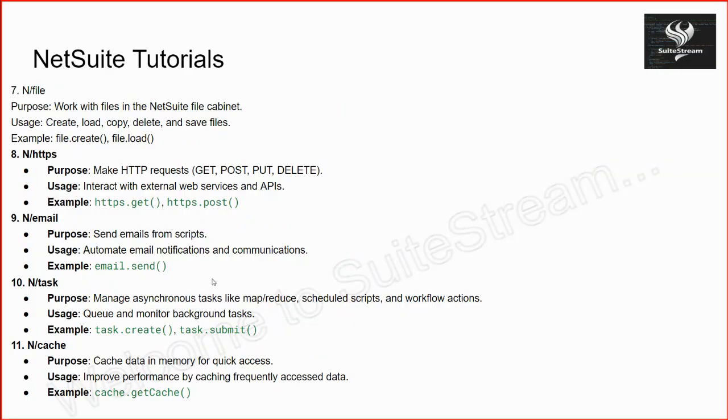What is the next module? N/https. The purpose is to make HTTP requests. In an HTTP request, we have methods like get, post, put, and delete. What is the use of each method? We use get when we are retrieving data from the context, and we can display it in the UI. We can use a post request to send data. We have to explore each of these in upcoming videos.